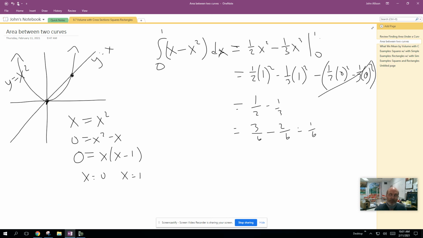Of course, if you're doing this on an FRQ, you could have left it unsimplified here and gotten the answer correct. That is the review of area between two curves and under a curve. And that's the first segment of this 8.7 lesson.